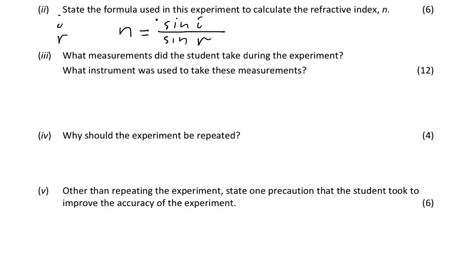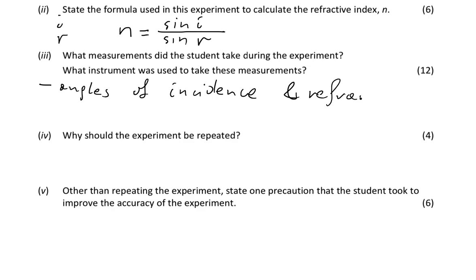We are asked what measurements the student took during the experiment. These were angles of incidence and refraction. And what instrument was used to take these measurements? That was a protractor.